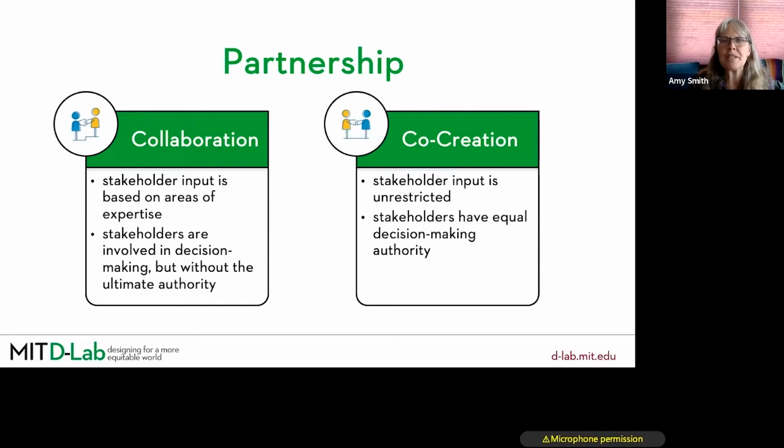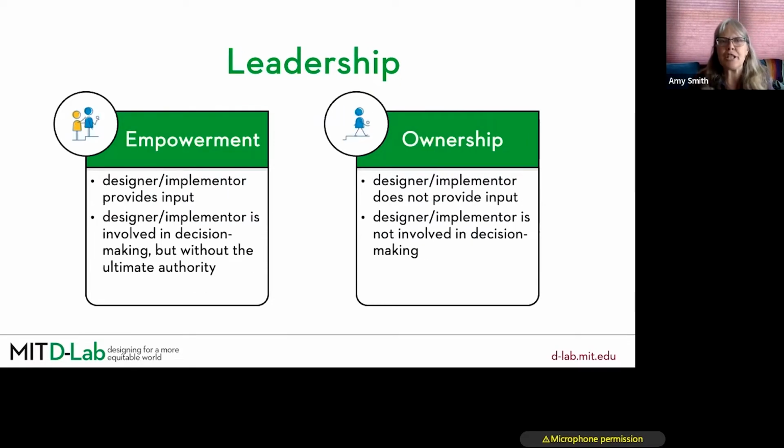In partnerships, right, the affected population is engaged in that decision making. And there's sort of two ways that we could think about that. One is collaboration, where people's input is based on their area of expertise. And the other is co-creation, where the input is unrestricted. And then finally, leadership. In the one case, it's through empowerment. And this is where people not only give input, make decisions, but they're really directing the project. And it could be with the assistance of the designer, or it could be completely independent.